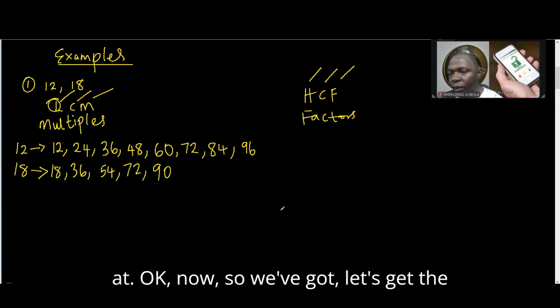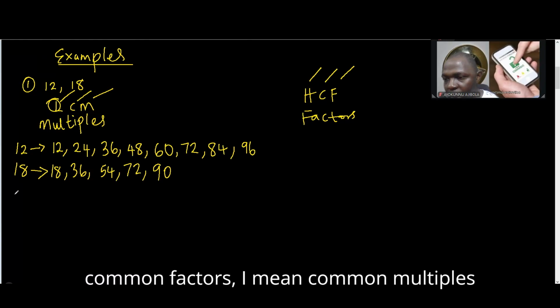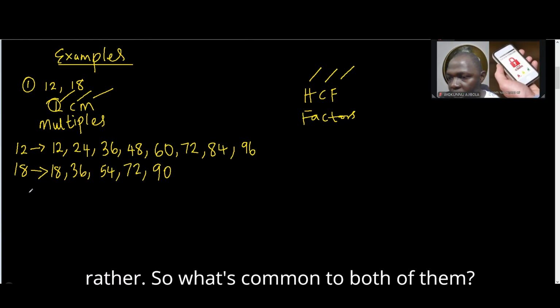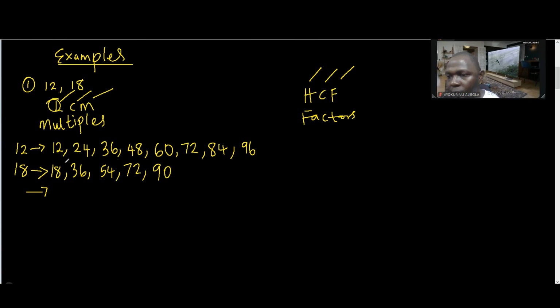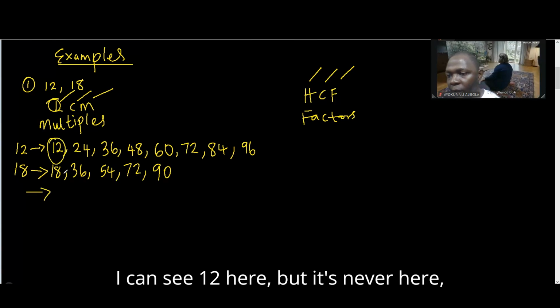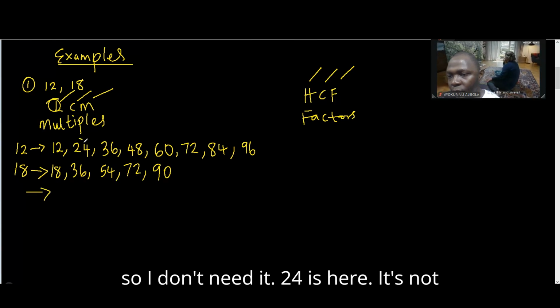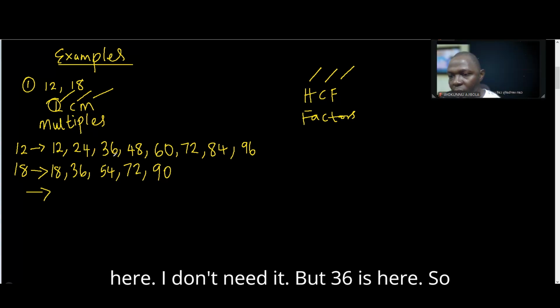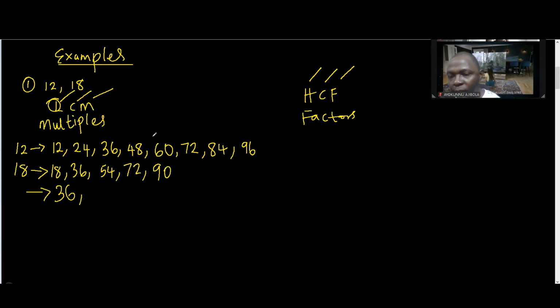Okay, now we've got it. Let's get the common factors, I mean, common multiples rather. What's common to both of them? I can see 12 here, but it's not here, so I don't need it. 24 is here, it's not here, I don't need it. But 36 is here, so I need 36.